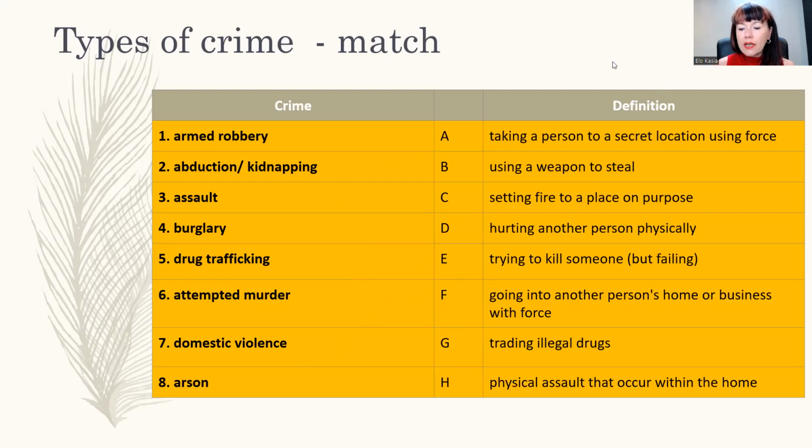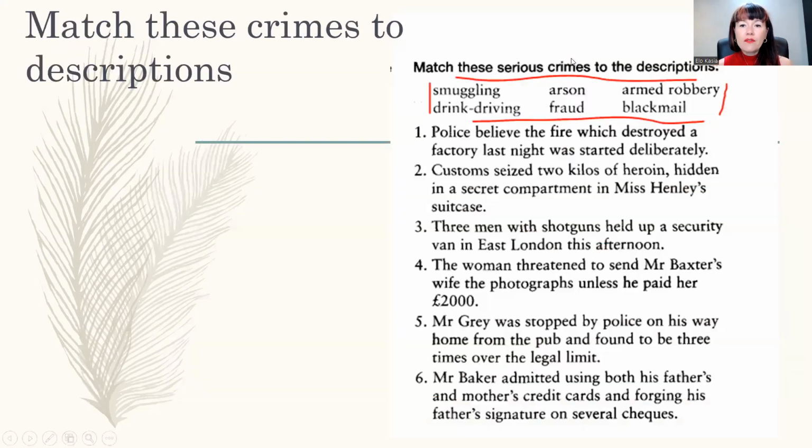We've got one more slide to go, and we have some more crimes. Match these serious crimes to the descriptions. We have smuggling, arson, armed robbery, drink driving, fraud, blackmail. And then here we have the descriptions of what happened, and your task is to match these crimes with their descriptions. Number one, police believe the fire which destroyed a factory last night was started deliberately. Deliberately means on purpose. It wasn't an accident. Okay, so which one is it?